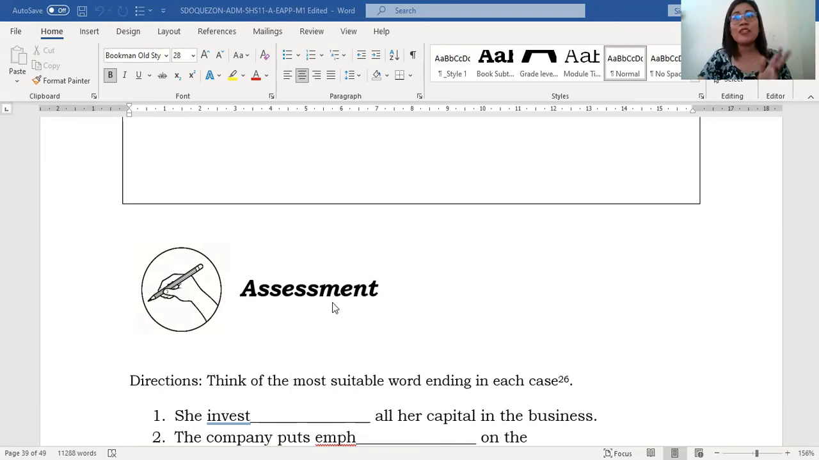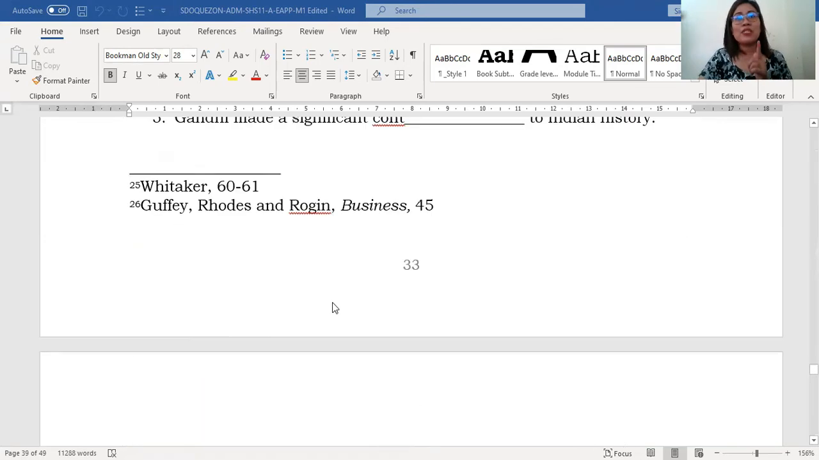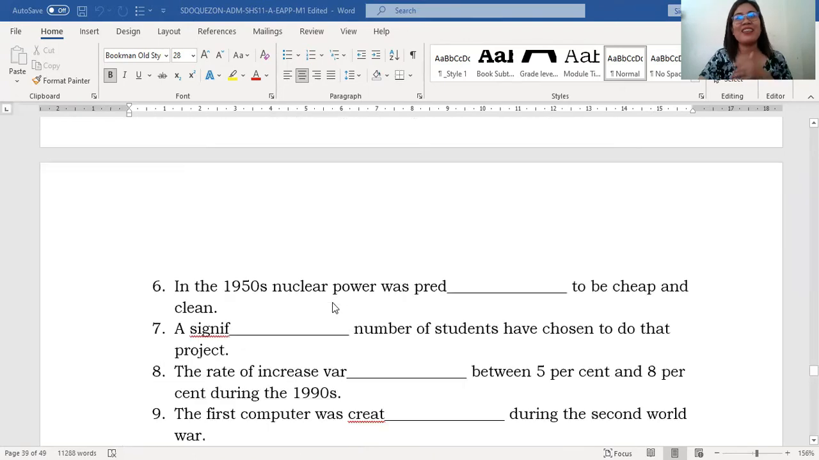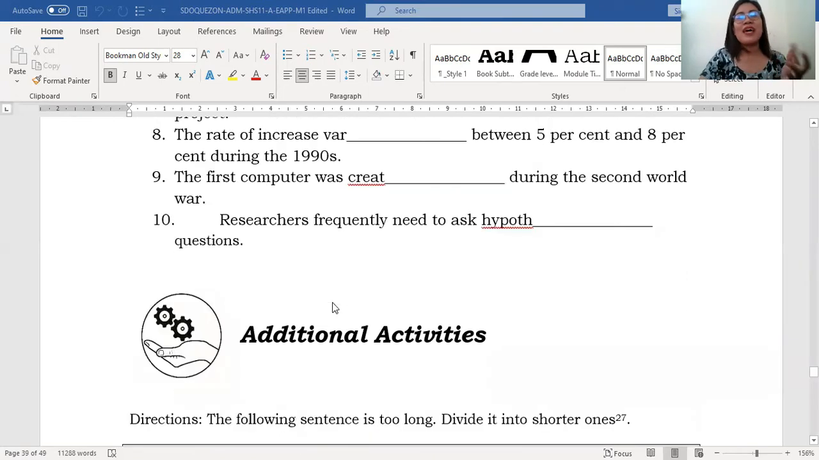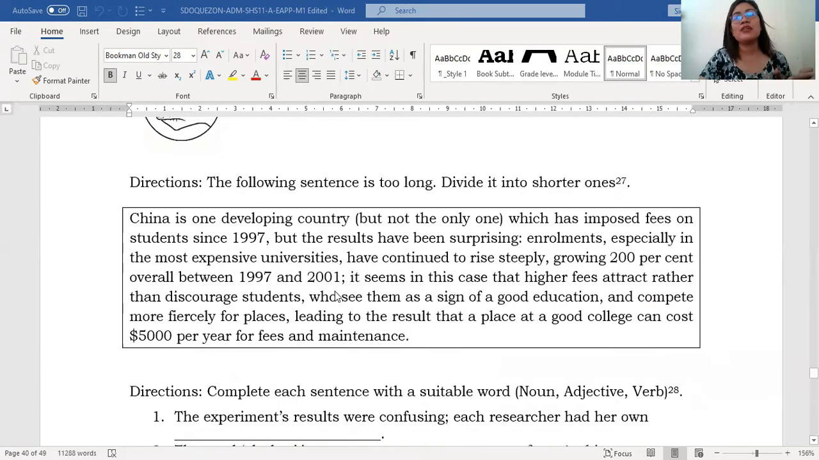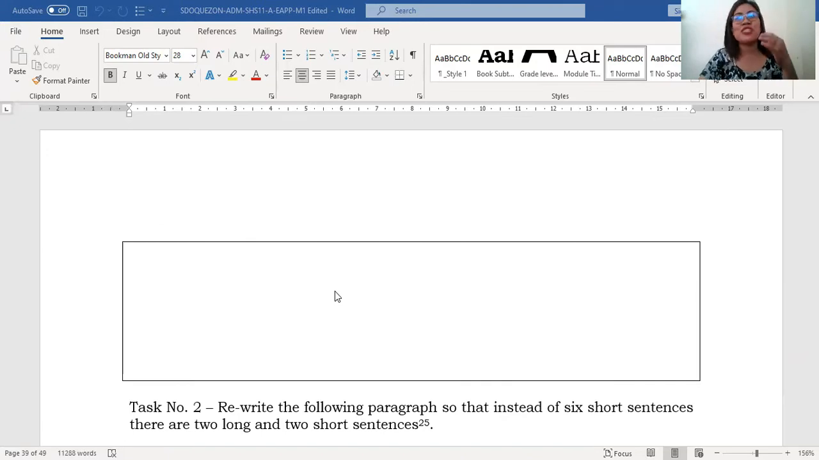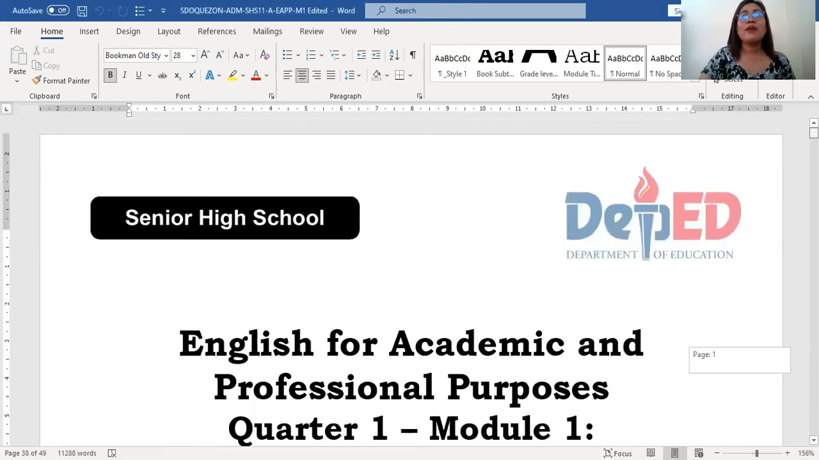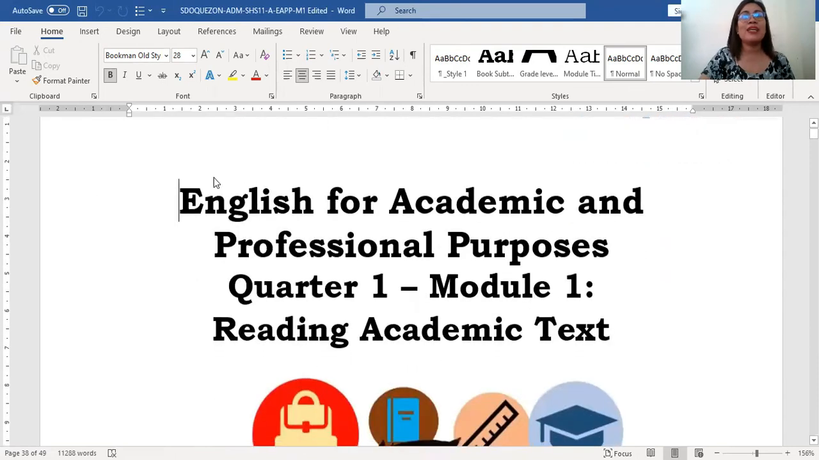Of course, at the last part, you'll have to answer the assessment, which is 10 items only, and you have a part of that in your activity sheet, so you have to answer that. Of course, answer keys are here, but it would be helpful for you if you just answer the questions on your own and try to check if you're correct after you've answered everything. Okay, so I guess that would be all for module 1 of your EAPP, reading academic text.